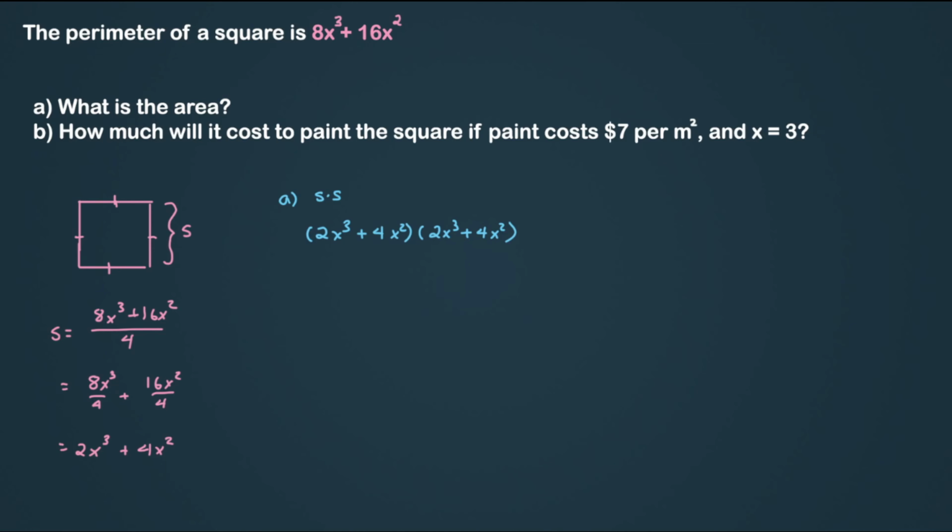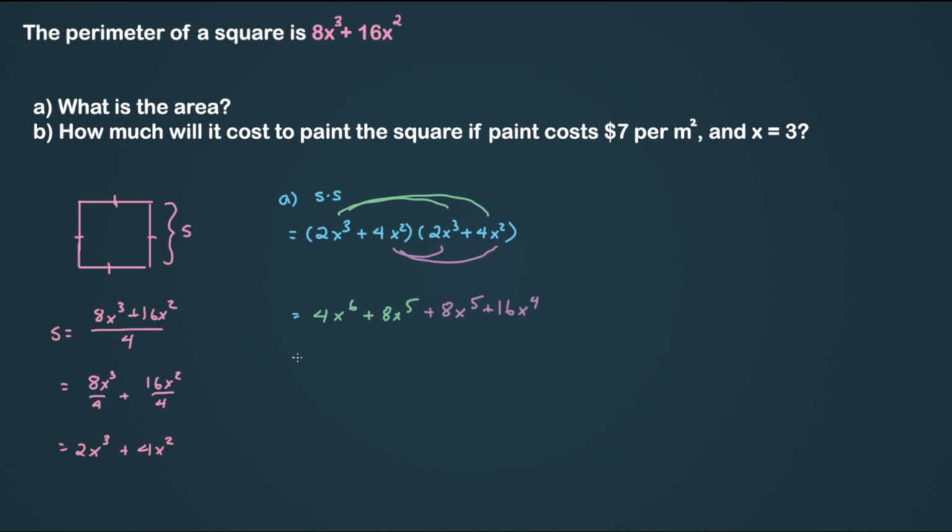Now don't forget, when we're multiplying two polynomials together, it's really important that you distribute every term to every term. Okay? So 2x cubed times 2x cubed here is 4x to the 6. 2x cubed times 4x squared is going to be 8x to the 5, right? And 4x squared times 2x cubed is going to be another 8x to the 5. And 4x squared times 4x squared is going to be 16x to the 4, right? We multiply the coefficients. We add the exponents of the common variables.